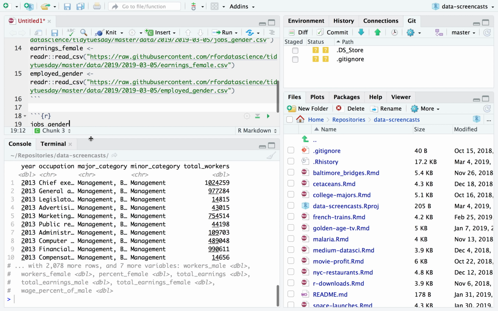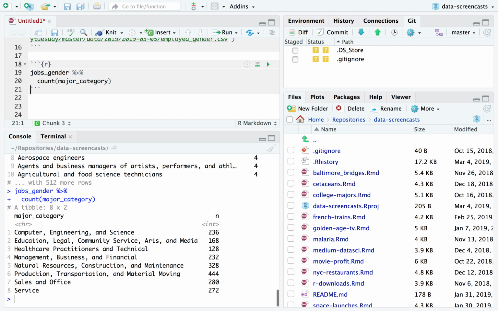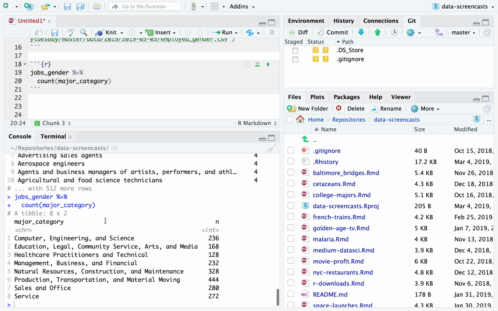Let's see. I wonder how many occupations are represented. 522. Presumably they're all across all 4 years. Let's see, I wonder how many major categories there are. So I'm going to count major category. All right, 8 categories. Okay, so we could start with that. All right, I have some ideas. I think I'm going to start with a couple visualizations based on major category.